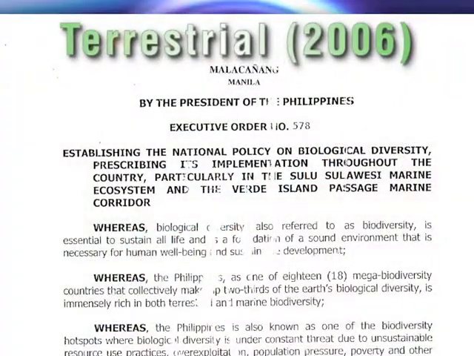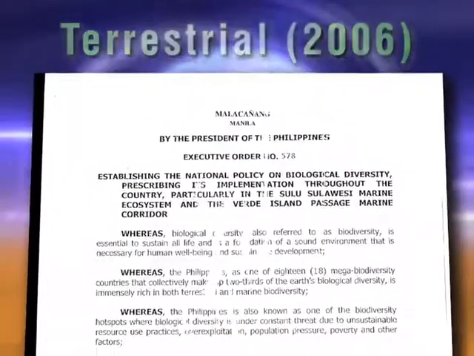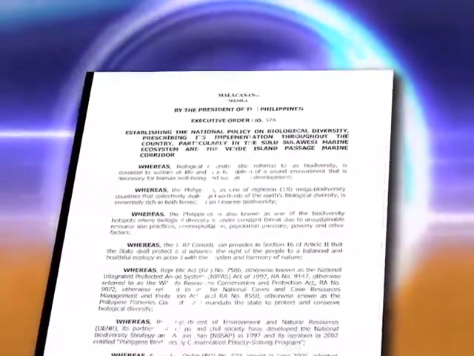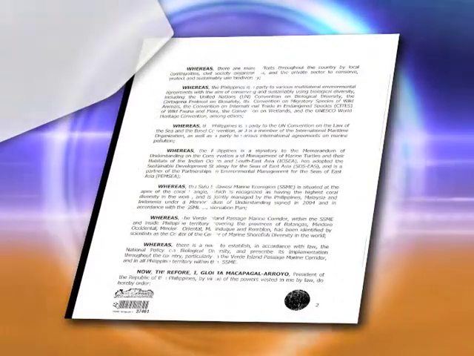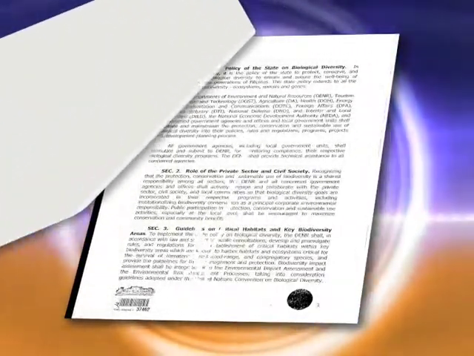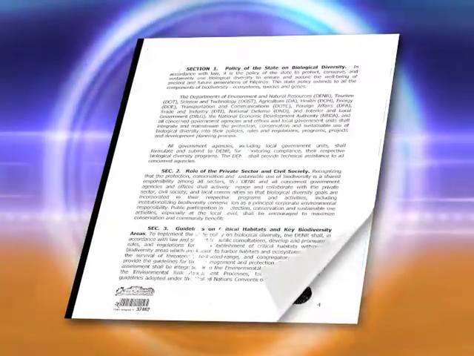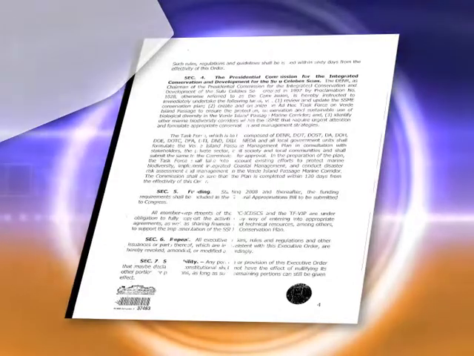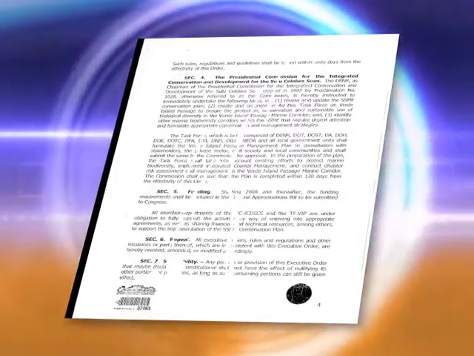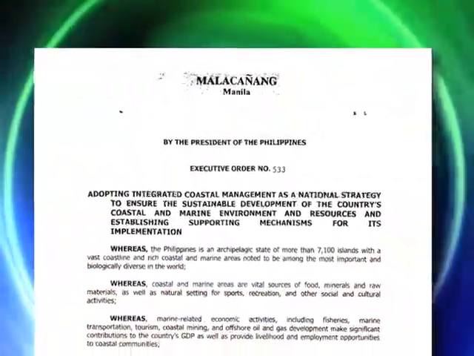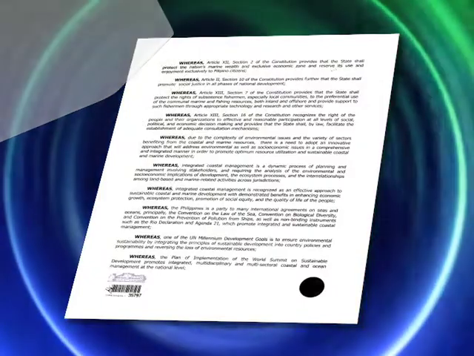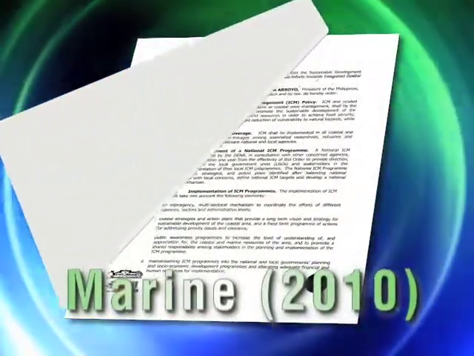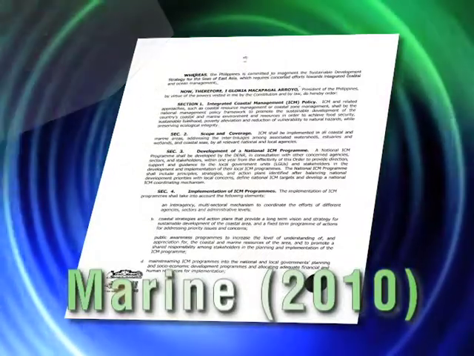In 2006, Executive Order Number 578 established the National Policy on Biodiversity and directed all concerned government agencies and offices and LGUs to integrate and mainstream the protection, conservation, and sustainable use of biological diversity into their policies, rules and regulations, programs, projects, and development planning process. A related policy, also issued in 2006, was EO 533, which mandates the adoption of integrated coastal management and related models for the sustainable development of the country's coastal and marine resources and environment.